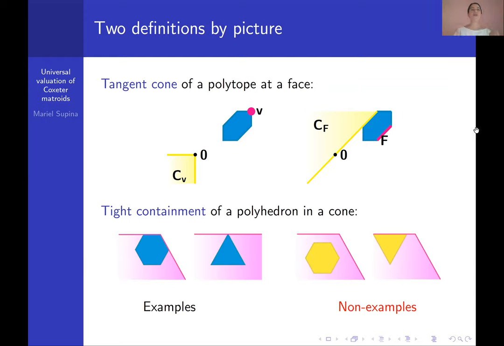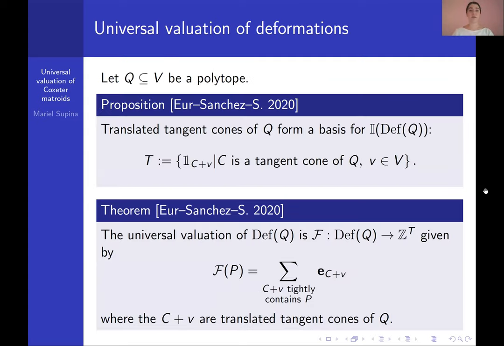So what we did was we used this to define a universal valuation on a family of deformations of some polytope. So this is our first result. If Q is some polytope that we're deforming, then remember to define a universal valuation for its family of deformations, all I need to do is find a basis for the space of indicator functions of those deformations. And so we were able to show that translations of tangent cones of Q, the special polytope that we're deforming, form a basis for the indicator module. And so from there, we were able to describe a universal valuation for a family of deformations of some polytope.